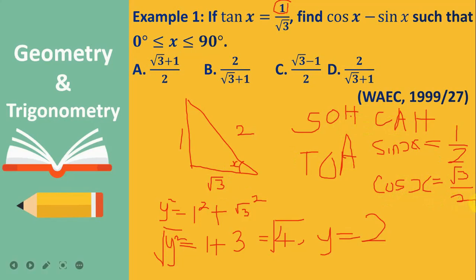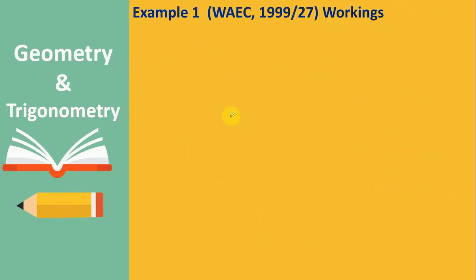Now, I have gotten my sine and I've now gotten my cos. The next thing to do is what? Simplify it the way I was asked to do it. That is cos x minus sine x, and that will be root 3 over 2, which is cos x, minus what? 1 over 2. And if you solve this correctly, since they are more or less like fractions, it will be root 3 minus 1 all over 2.